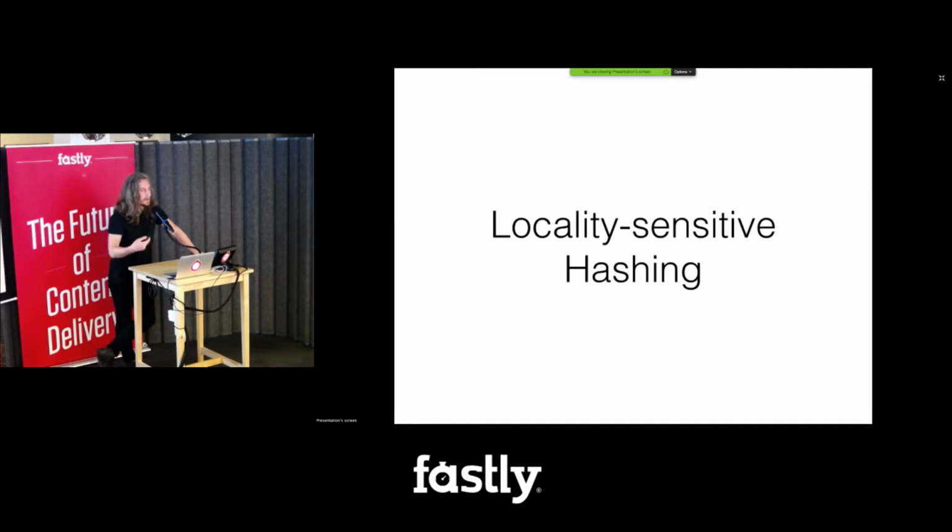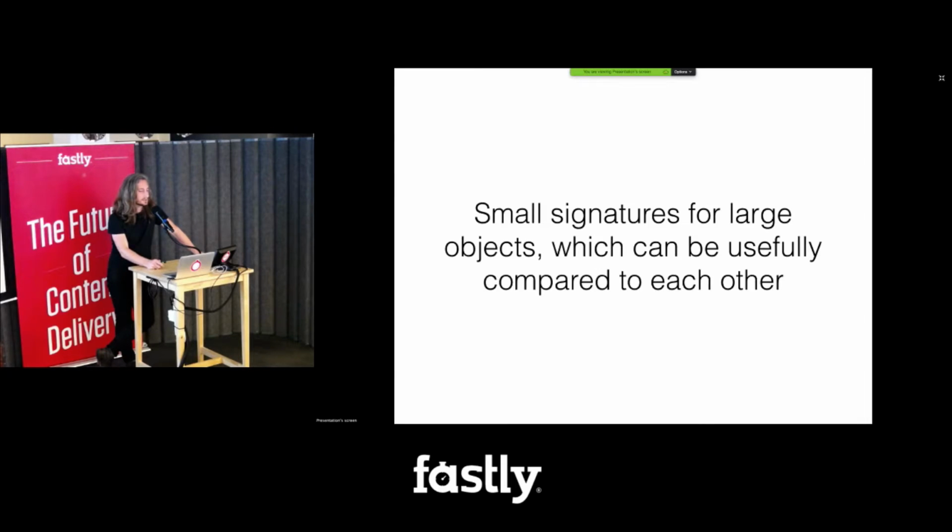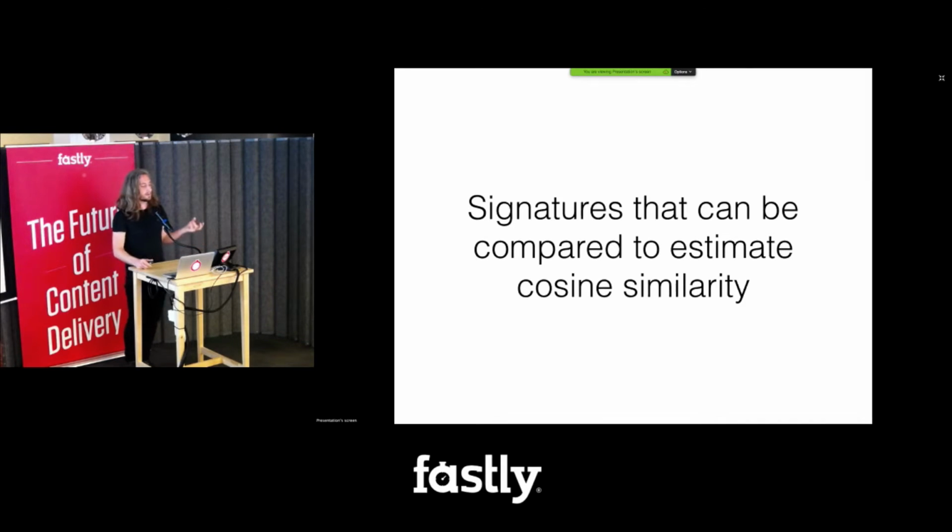So the idea behind locality-sensitive hashing is that we want to develop small signatures for large objects, and ideally they can be compared to each other. That's the core point. We could hash things and determine whether or not they're the same as each other, but with locality-sensitive hashing, we develop these digests of the objects that can be compared in some useful way. In our case, we're developing signatures that can be compared to estimate cosine similarity, right?